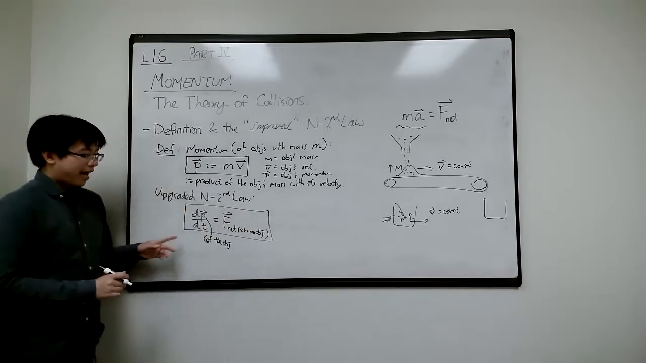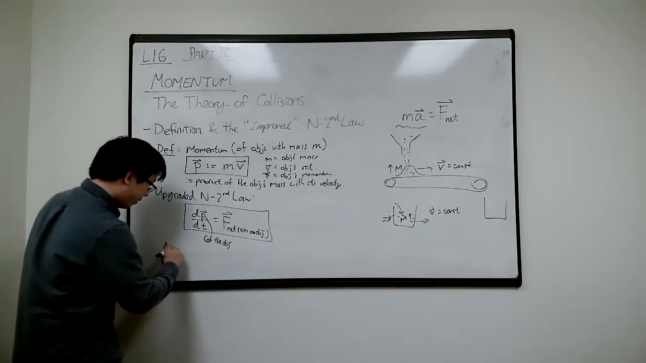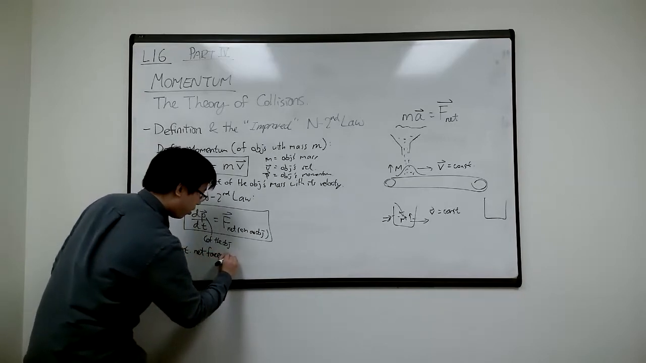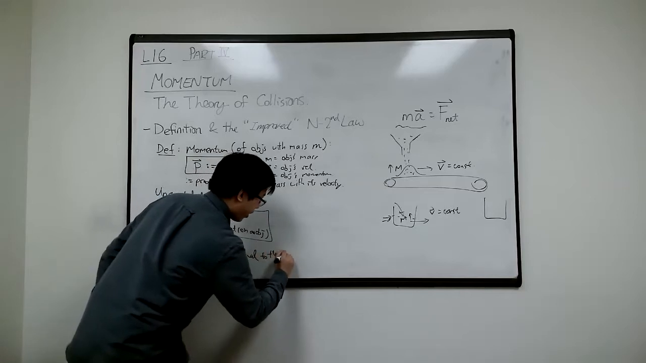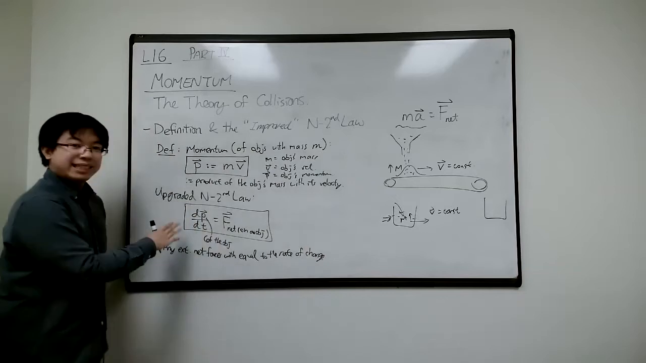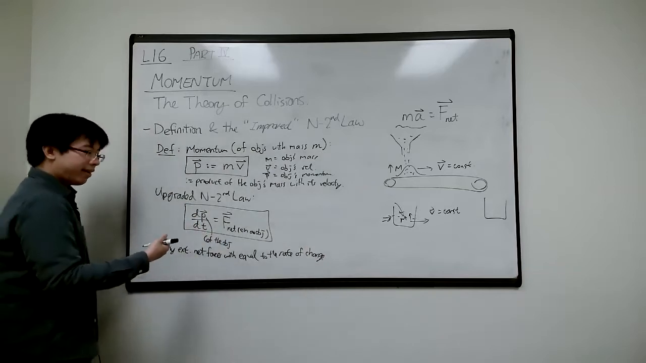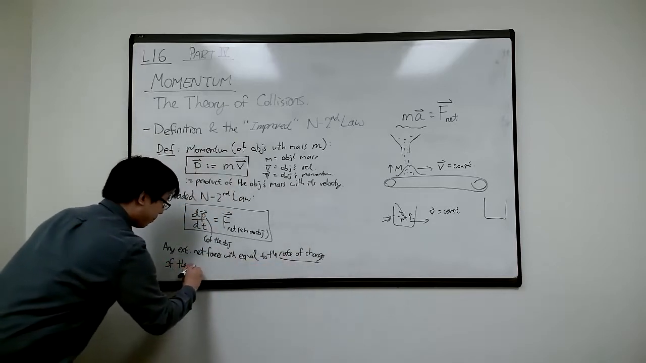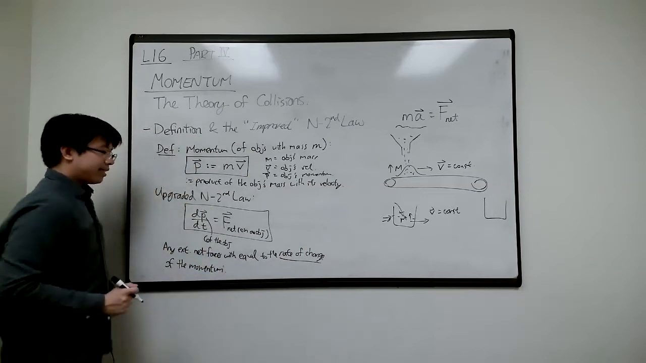Okay, so if you want to write that in words, you say any external net force will equal the rate of change. So get used to it: whenever you see d/dt of some quantity in physics, it's the rate of change of that quantity. So here it's the rate of change of the object's momentum. Okay, so you can say that.